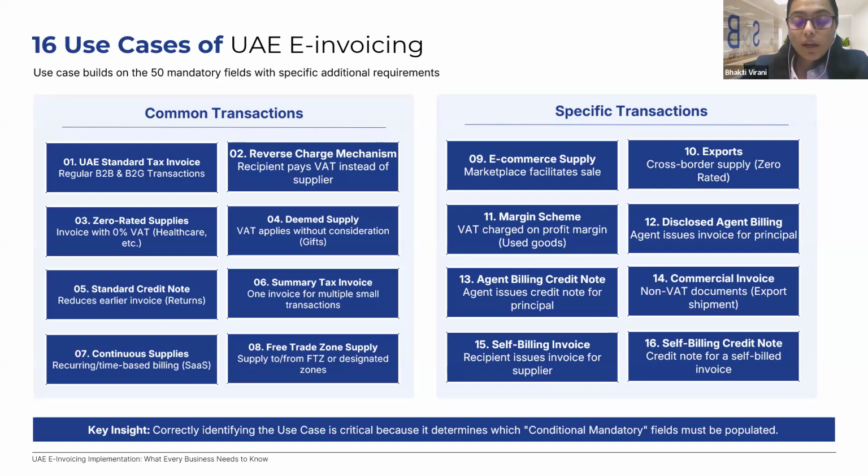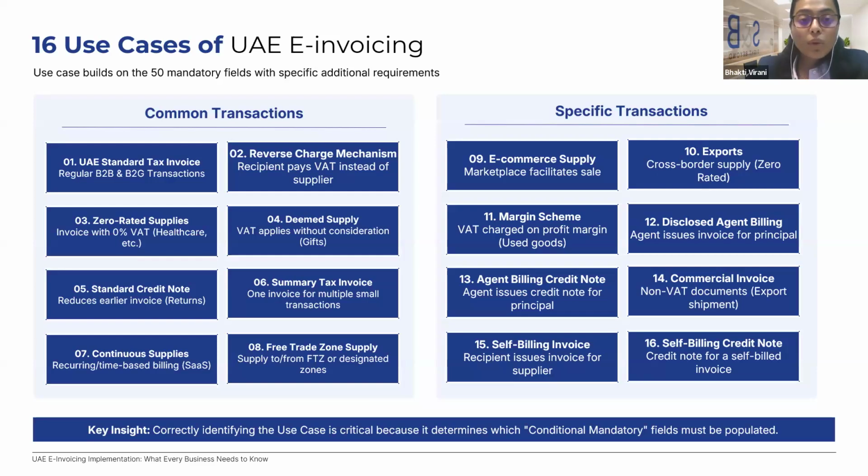Then we have deemed supply, the standard credit note, summary invoice, continuous supply, free trade zone supply. And specific categories basically are the supplies through e-commerce operators, exports, agent billings and the profit margin scheme. So what we have to do is identify, from the set of 16 transactions prescribed, what are the operations which the company is undertaking. And then based on the type of use case, we'll have to start mapping the data fields.